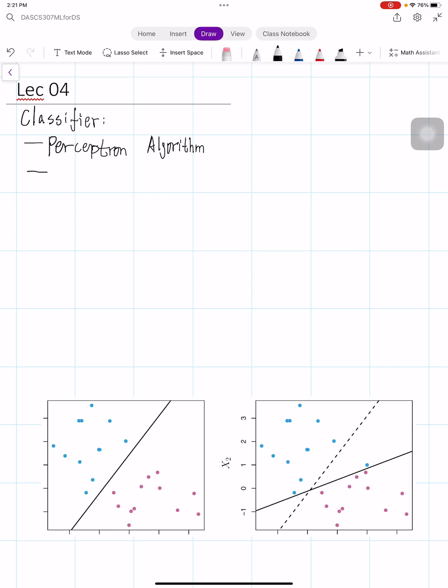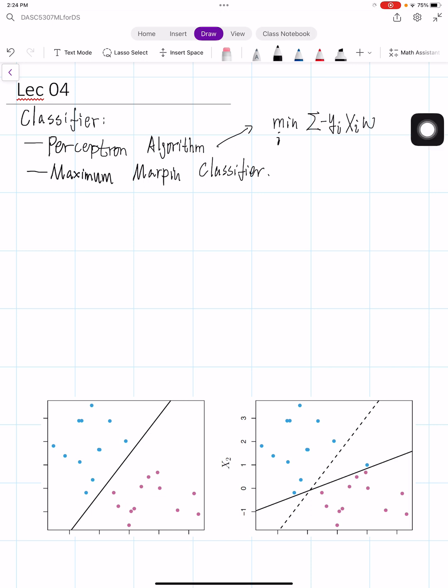And also at the end of last lecture, we talked about a famous algorithm called the maximum margin classifier. For the perceptron algorithm, we want to minimize the cost function. Recall this method: we want to minimize the negative cost for misclassified cases, with omega as w, for i belongs to V. We want to minimize this one.